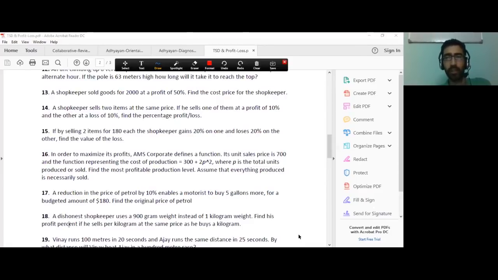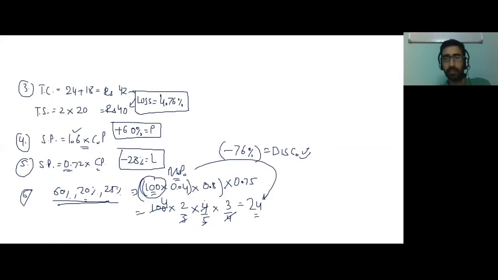Okay, cool. Then let's just, okay, 17. You want me to discuss 17? That is cool. Let's jump to 17 then. So 17 reads, a reduction in the price of petrol by 10% enables the motorist to buy 5 more gallons for a budgeted amount of $180.